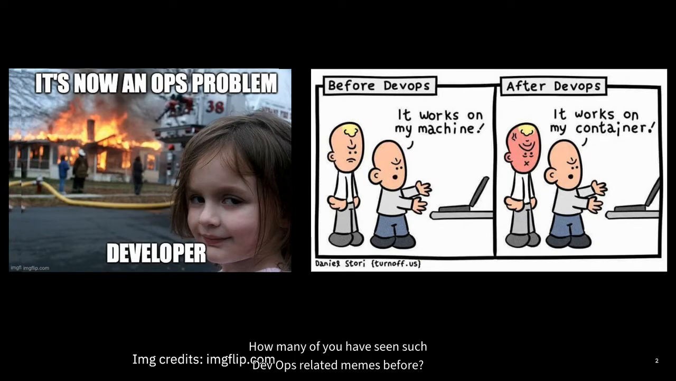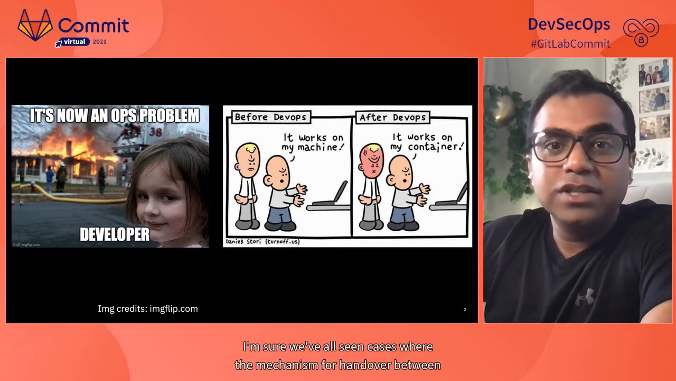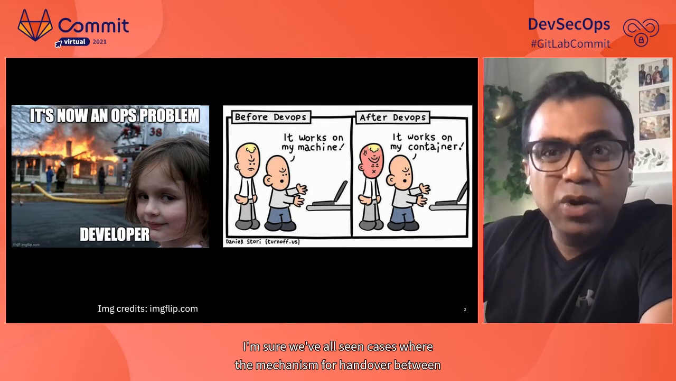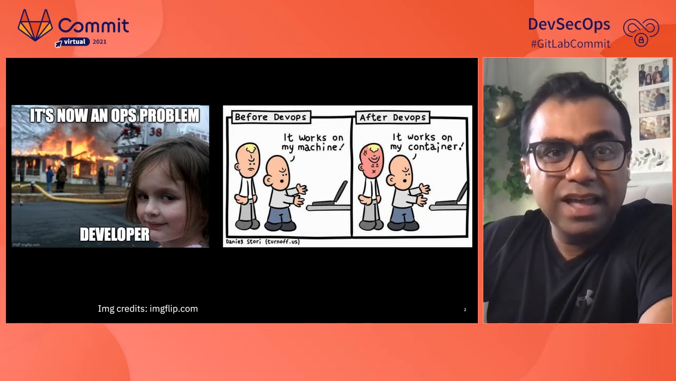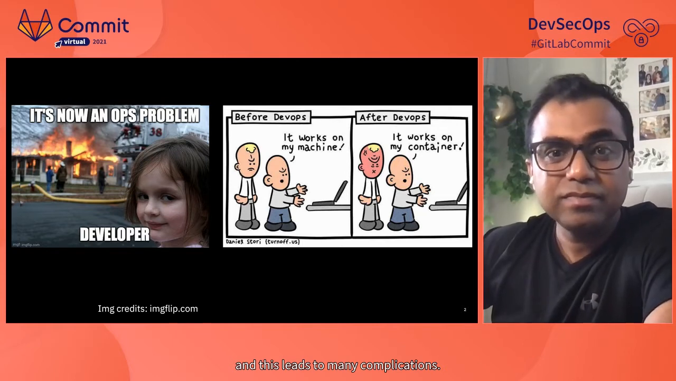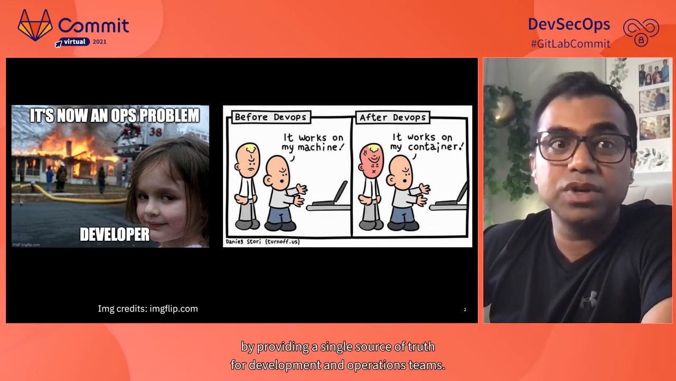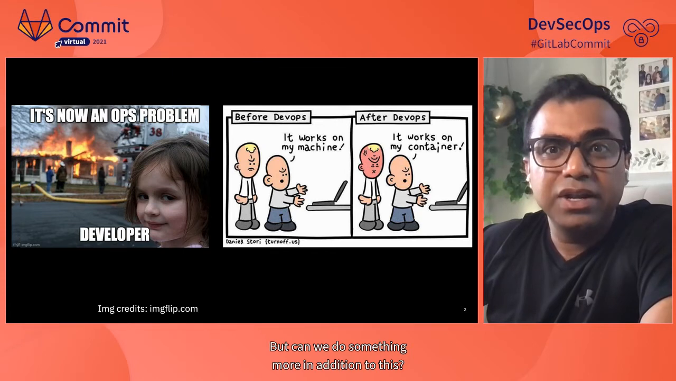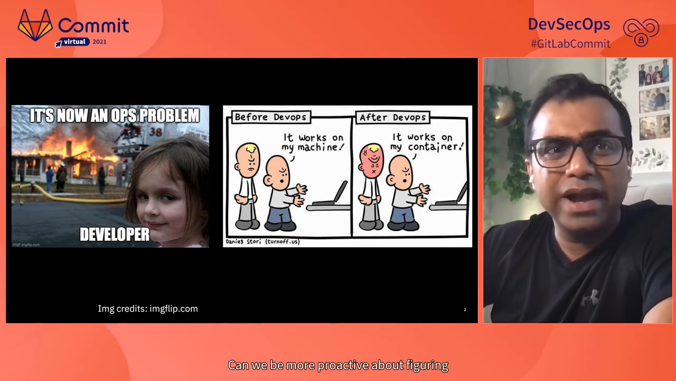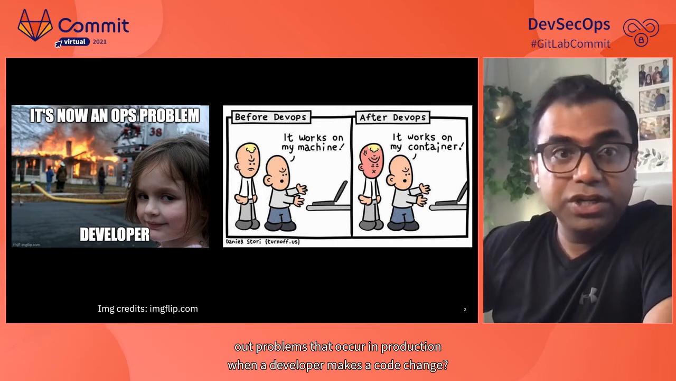How many of you have seen such DevOps-related memes before? We've had development teams and operations teams work in silos. I'm sure we've all seen cases where the mechanism for handover between the development team and the operations team isn't well defined, and this leads to many complications. GitLab, of course, solves this problem to a large extent by providing a single source of truth for development and operations teams. But can we do something more in addition to this? Can we be more proactive about figuring out problems that can occur in production when a developer makes a code change?